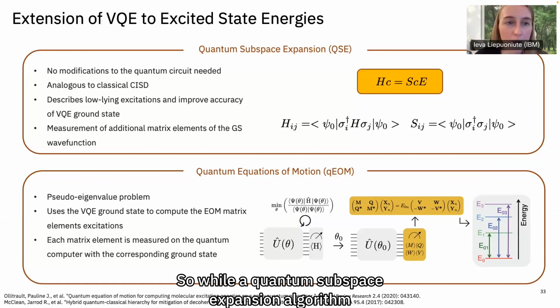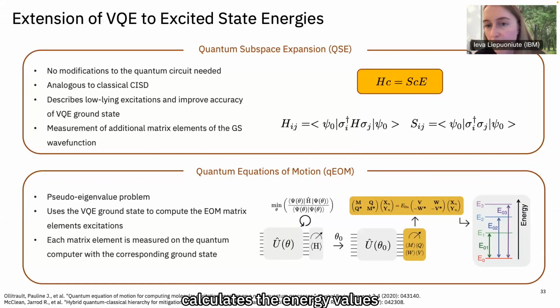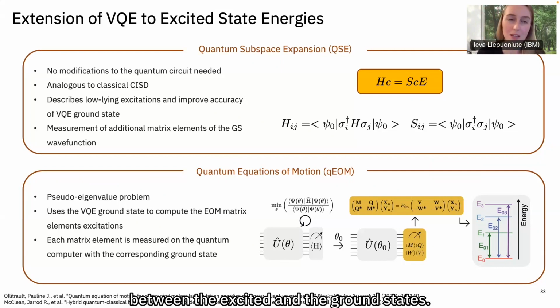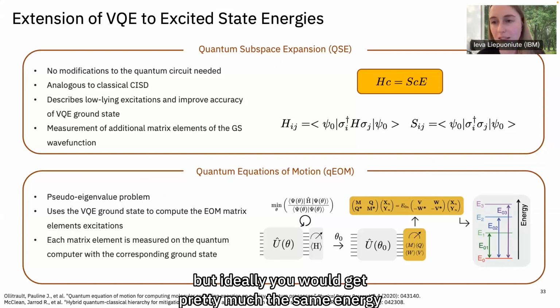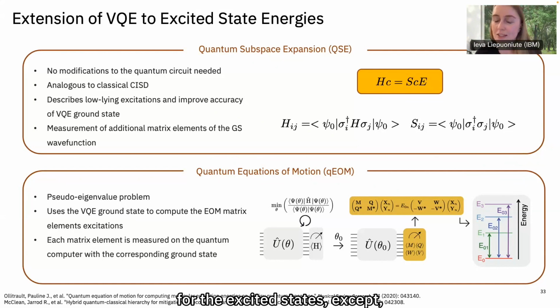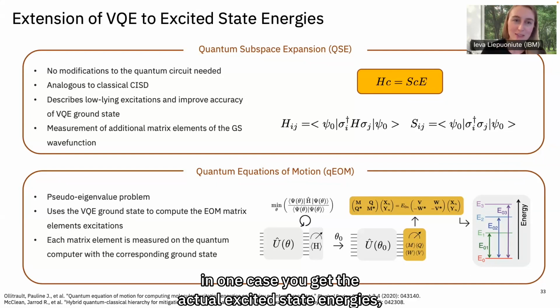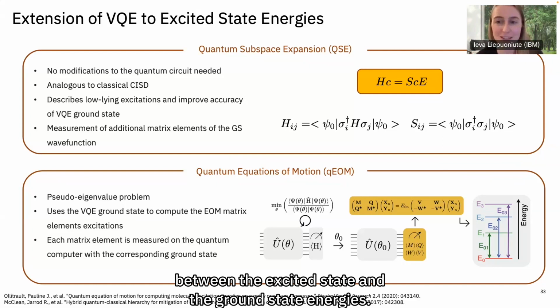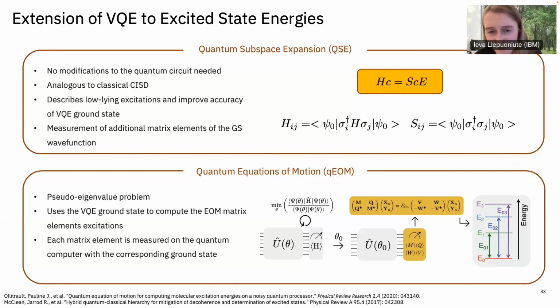While the quantum subspace expansion algorithm calculates the energy values of the excited states themselves, the QEOM algorithm calculates the energy difference between the excited and the ground states. You can use both algorithms, maybe compare and contrast, but ideally you would get pretty much the same energy for the excited states, except in one case you get the actual excited state energies, and in the other case you get the difference between the excited state and the ground state energies.